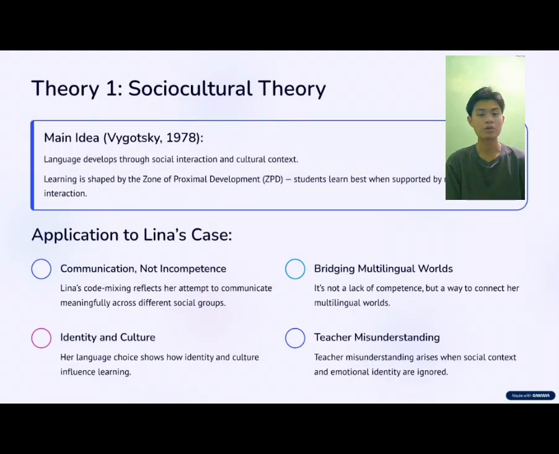Theory 1: Sociocultural Theory. To understand Lina's behavior, we can use Vygotsky's sociocultural theory. According to Vygotsky 1978, learning, including language learning, happens through social interaction within a cultural context. In other words, how and what we learn is deeply influenced by the people and environment around us. Language is not just a system of grammar rules, it's a tool for communication and social connection. Through language, people build relationships, express emotion, and construct their identities.